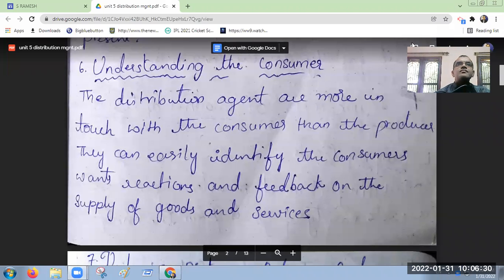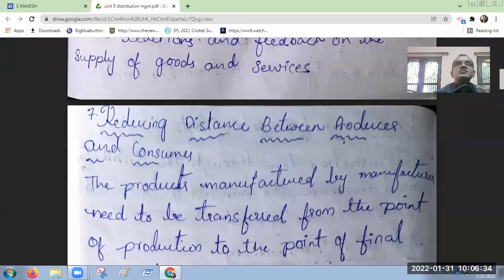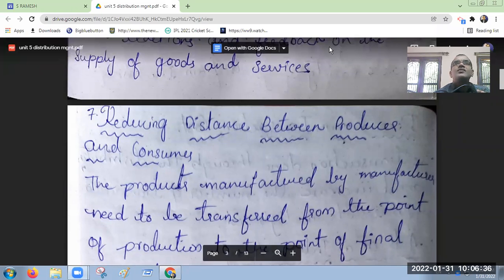Coming to reducing the distance between producer and consumer. See, the producer who is situated in Delhi, he is the producer, he is the manufacturer, he is the maker of goods and services. Here the ultimate consumer, the ultimate customer, is situated in a remote village in Telangana. Let us take that for example.